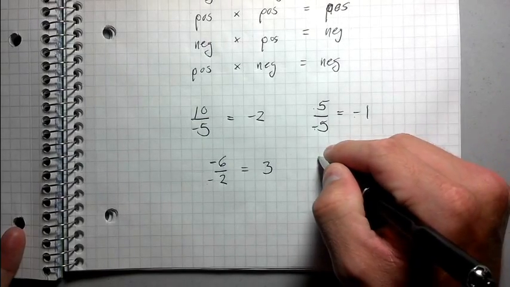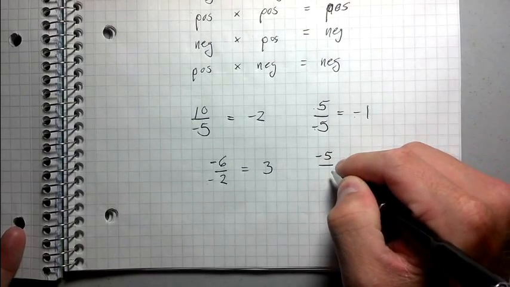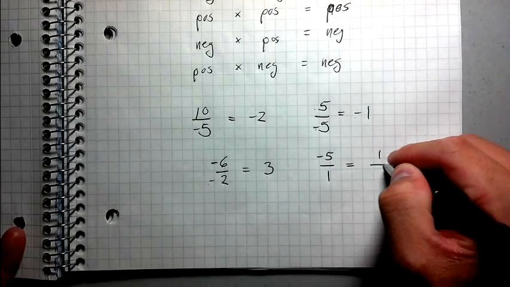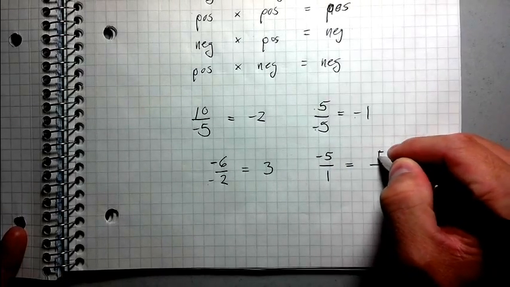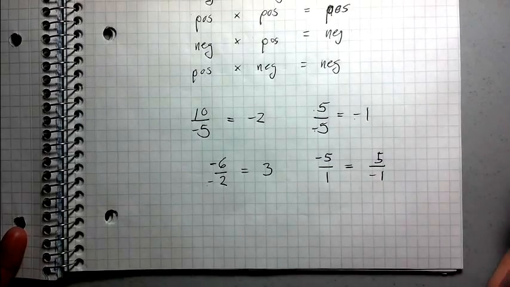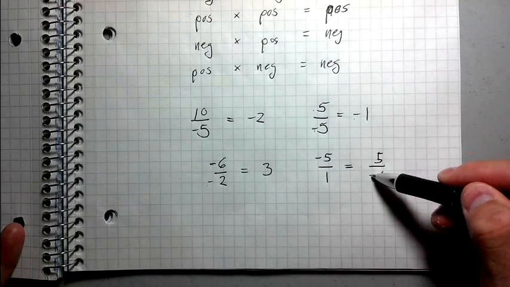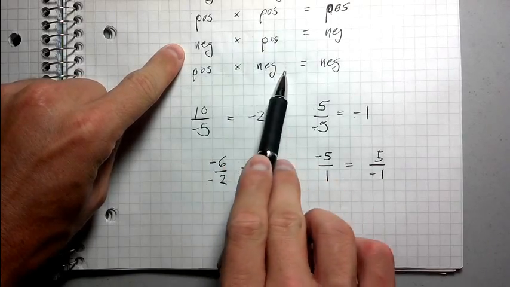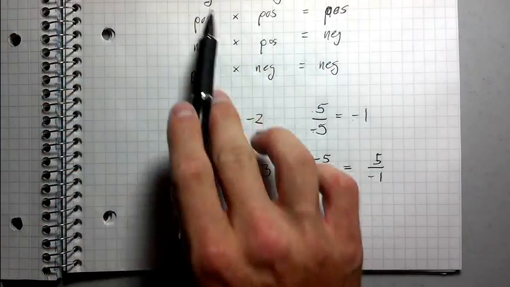It doesn't matter whether I go negative 5 over 1, because that's the same exact thing as 5 over negative 1. See how it doesn't matter whether the negative is on the top or the bottom? That's because negative and positive is the same as positive and negative. It doesn't matter the order. It's just whether it's different or whether it's the same.